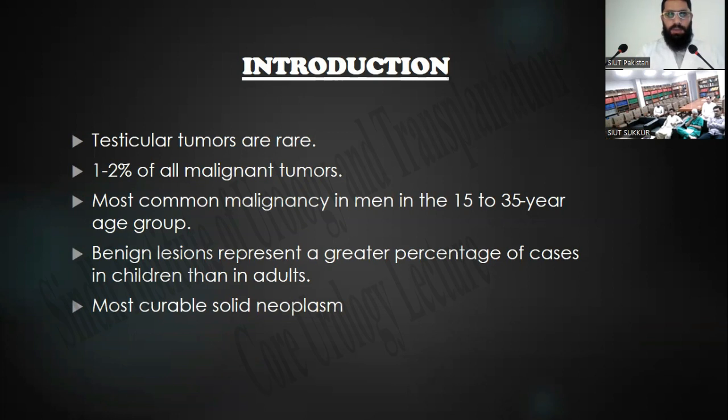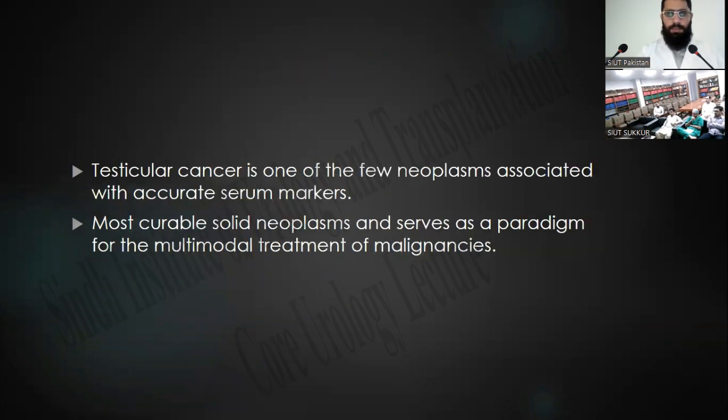Starting the introduction to testicular cancers. Testicular tumors are rare, 1 to 2% of all malignant cancers, and the most common malignancy in men aged 15 to 35 years. Benign lesions represent a greater percentage of cases in children than in adults. These are the most curable solid neoplasms. Testicular cancer is one of the few neoplasms associated with accurate serum markers. As already told, it is the most curable solid neoplasm and serves as a paradigm for multimodal treatment of malignancies.